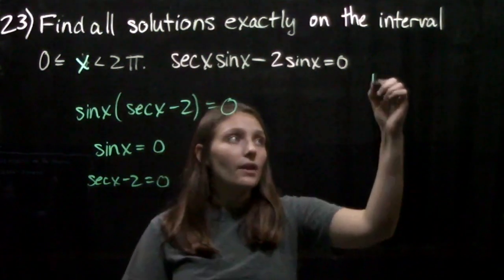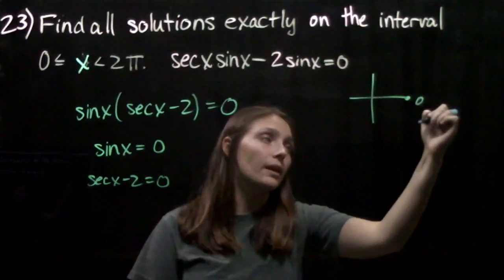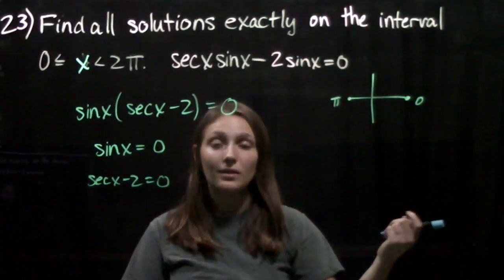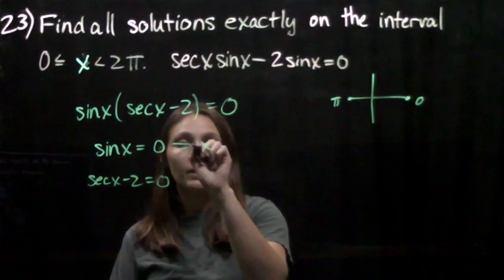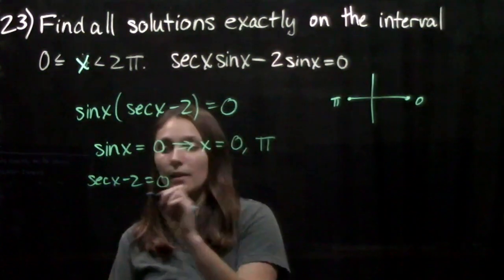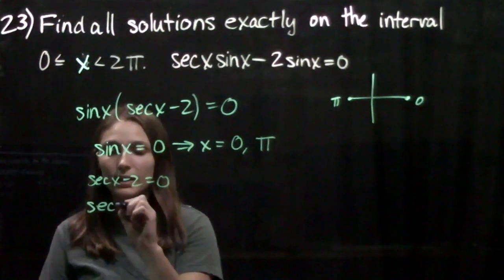So we know that sine of x is going to be 0 at our theta equals 0 or at our theta equals pi, because that's where the y coordinate, the sine theta coordinate, is equal to 0. So from this one, we get x is equal to 0 or x is equal to pi. Now this one's a little bit trickier. We need to do a little bit more solving. So we're going to solve for secant x.